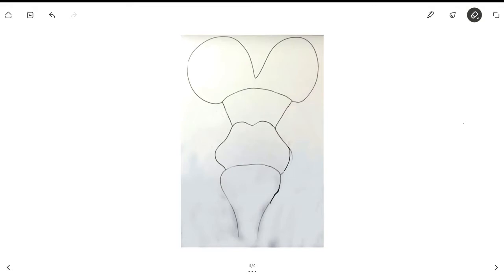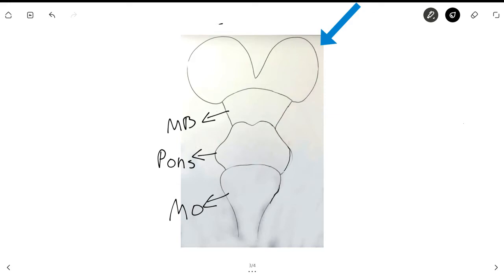In this picture, we are looking at the ventral view of the brainstem. You have the midbrain over here, I'm just gonna call it MB. You have your pons over here. Then you have your medulla oblongata over here, which I'll call MO. And this region over here is the diencephalon, or the thalamus.